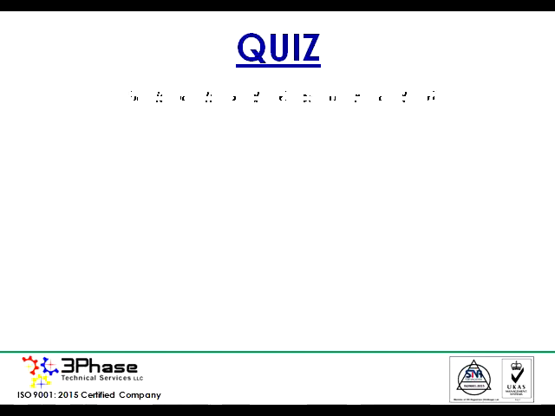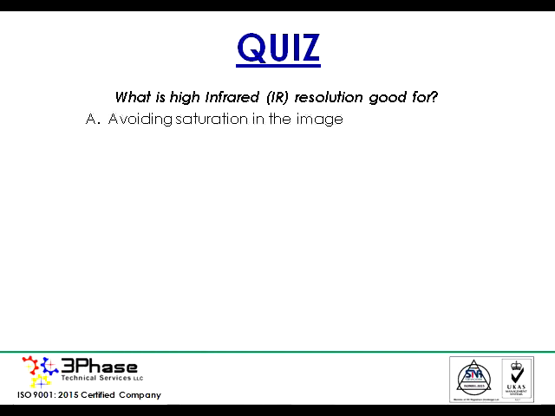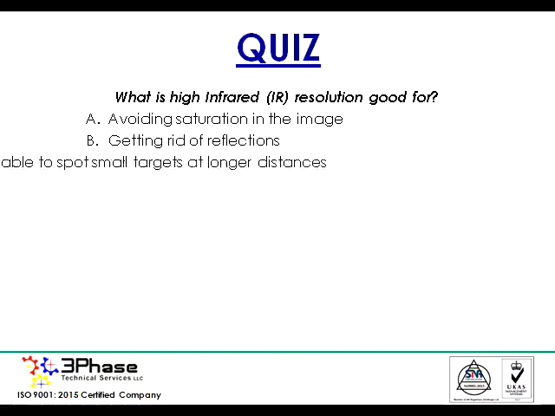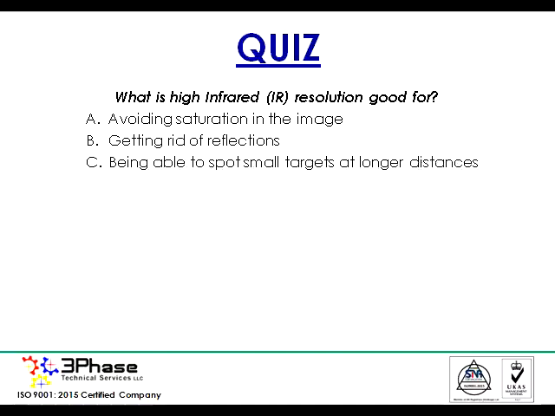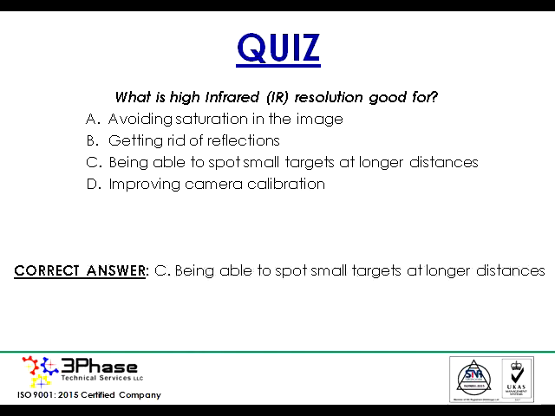Let's have another question. What is high infrared resolution good for? A. Avoiding saturation. B. Getting rid of reflections. C. Being able to spot small targets at long distances. D. Improving camera calibration. Yes, you are right. The correct answer is C. Being able to spot small targets at longer distances.